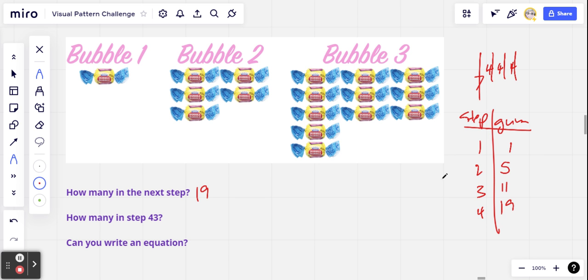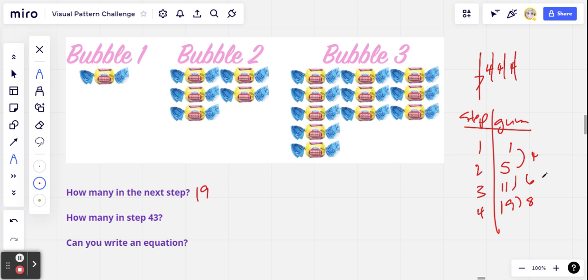Now, just looking at these numbers, I'm thinking this must be quadratic. But let's take the difference here. 5 minus 1 is 4. 11 minus 5 is 6. And 19 minus 11 is 8. So I'm not getting a constant in the differences. So I know it's not linear.